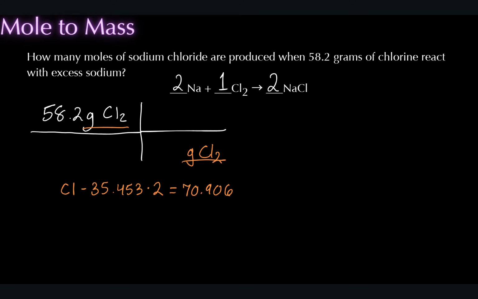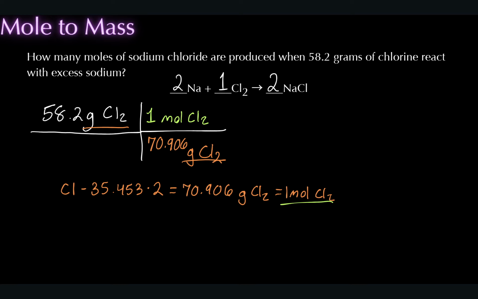And whenever we do that, we should get 70.906 grams of our chlorine equal to our 1 mole of our chlorine. So we'll put that number of 70.906 right here. And we're going to set that equal to our number of moles of our Cl2. So that will go right up here. So our 1 mole of our Cl2.